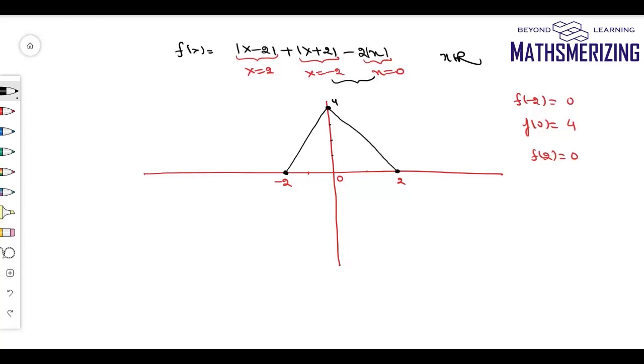Now, when x is less than minus 2, I'll take any random point in this interval. Maybe I'll take f(minus 3). So if I put x as minus 3, I'll get 0 again. And if I put x as 3, then again, I'll get this value as 0. So again, I'll draw the straight line. So the graph which I have drawn in black is the graph of this given function. Let me take another example.